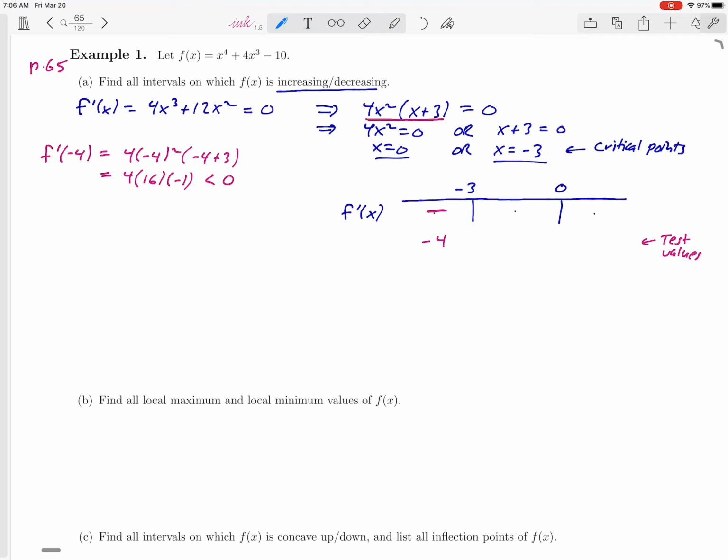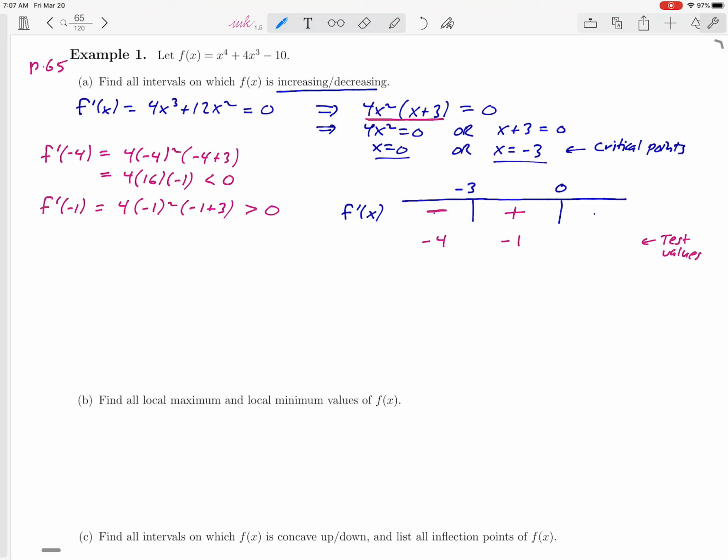Now we're going to do the same thing in the other two zones of our chart. So between negative 3 and 0, we'll pick a nice number. How about negative 1? That's between negative 3 and 0. And we'll go over to the left and plug that into our derivative. Same calculation as above, just a different number. And if you go through all of the arithmetic there, 4 times negative 1 squared times negative 1 plus 3, this time you get a positive number, which means that we're going to have a positive in our sign chart between negative 3 and 0.